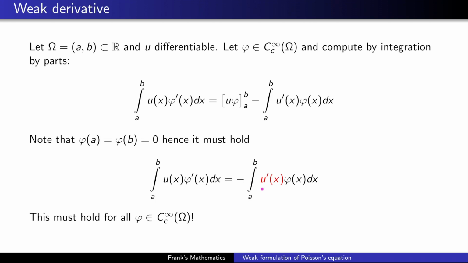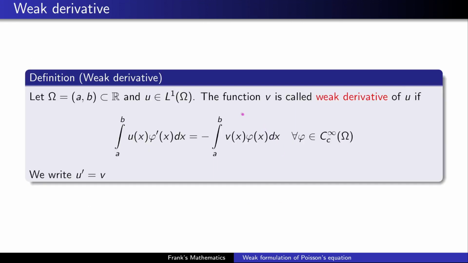But since our test function phi was arbitrarily chosen, this must hold for all of our test functions phi. And this can now be used to define the so-called weak derivative, or to put this into a definition. We just replace this derivative of u with a function v and say, well, the function v is called a weak derivative if the following expression holds for all phi in our test function space. And we say that u prime, or derivative of u, is now called v.